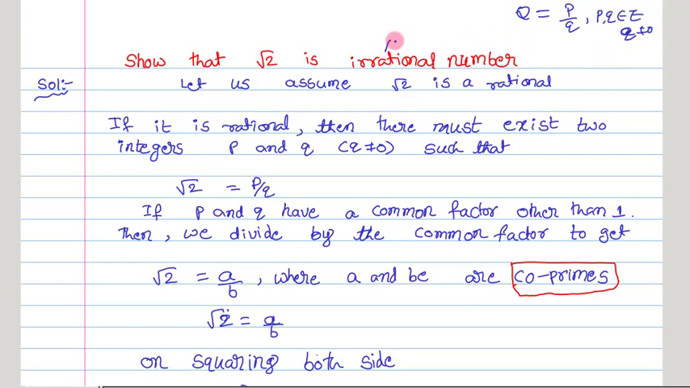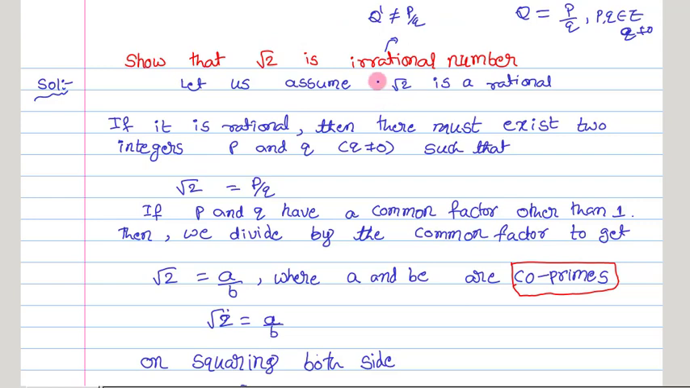And what about irrational numbers? Irrational numbers are represented by Q dash, and the numbers which cannot be written in the form of p by q are said to be irrational numbers. Now we need to prove root 2 is an irrational number. That means we need to say that root 2 cannot be written in the form of p by q.